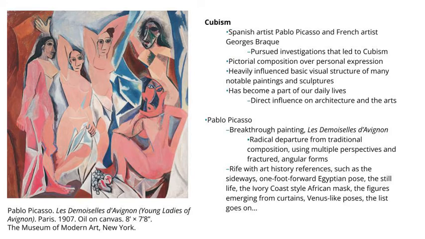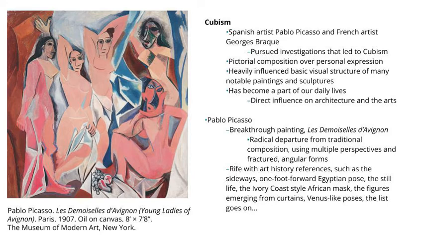It's pictorial composition over personal expression. And this style heavily influenced the basic visual structure of many notable paintings and sculptures that came after it. It's also become a part of our daily lives because it's had so much of a direct influence on architecture and the arts. So basically, Cubism is taking things and looking at them from multiple perspectives at once.